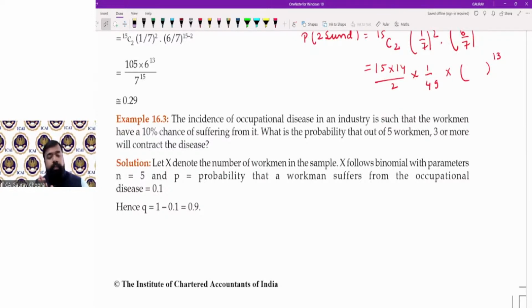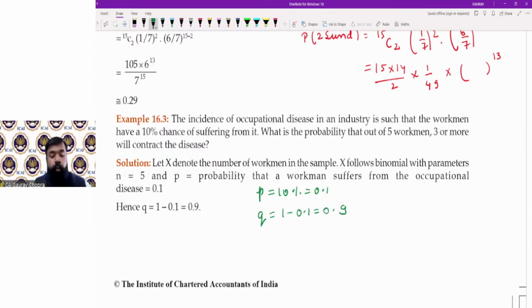So you have to make a habit in math or stats, like what is given in the question, write those things first, and then see the requirement of the question. So let us try to extract the figures from example number 3. The incidence of occupational disease in an industry is such that the workmen have 10% chance of suffering it. So if P denotes the chances of suffering, so P is 10%. 10%, that is 0.1, you can say this is the probability of suffering. So what will be the probability of not suffering? 1 minus 0.1, you can say, that is 0.9.